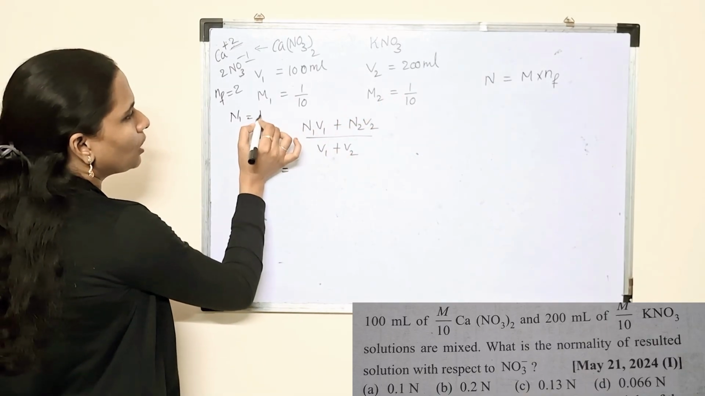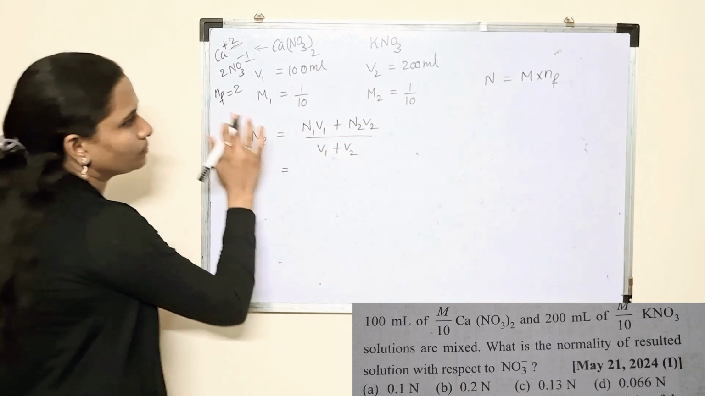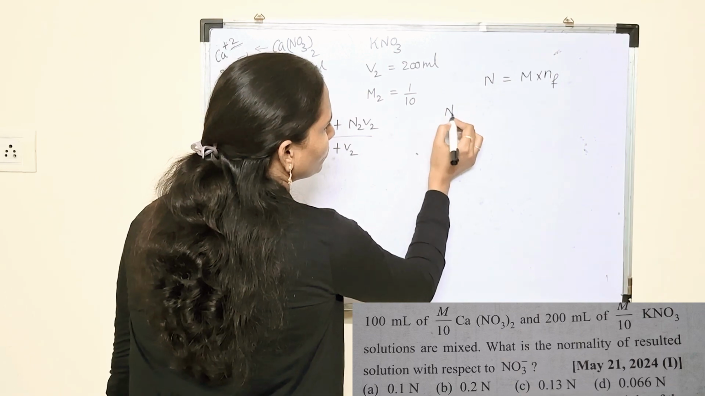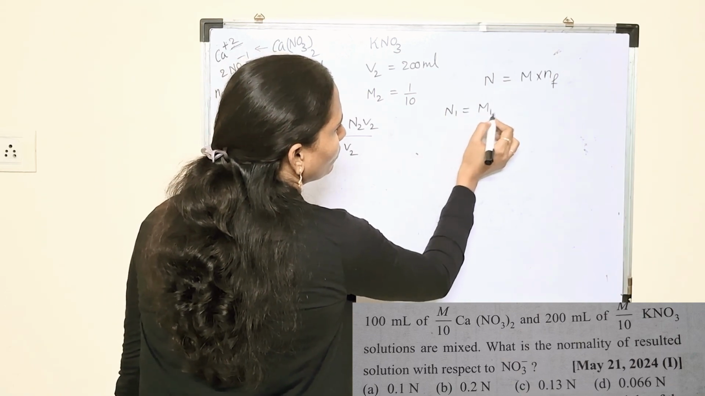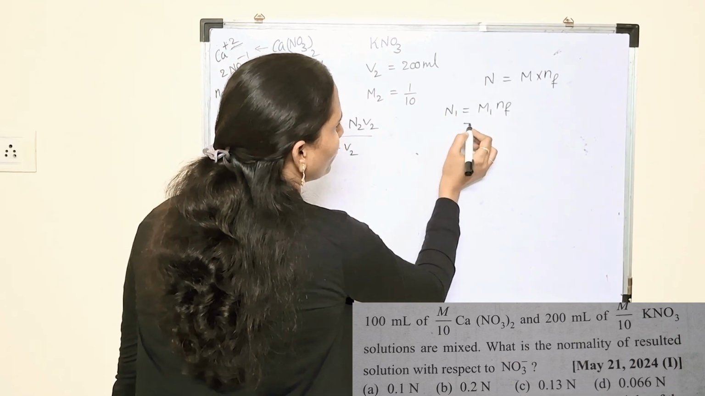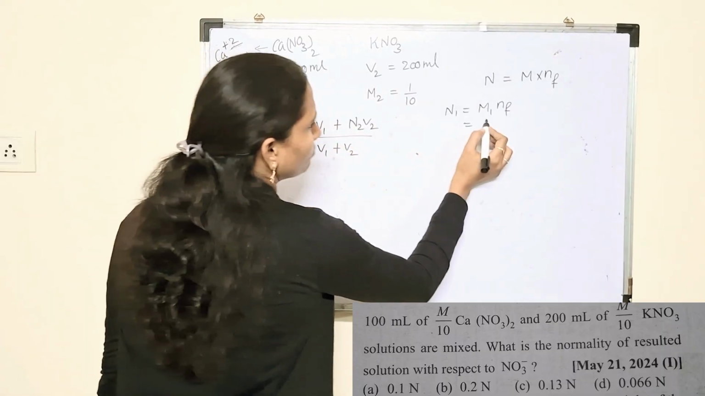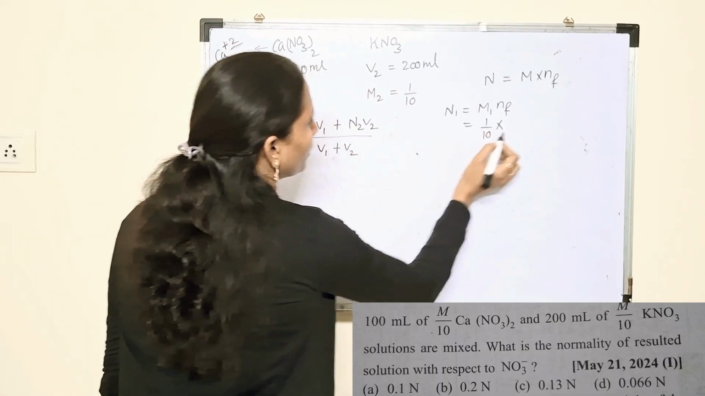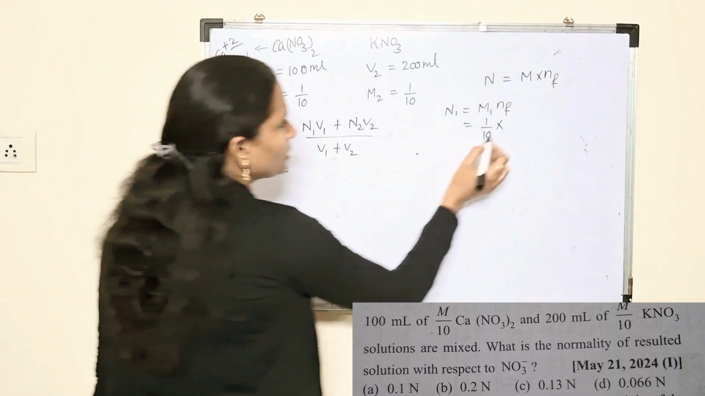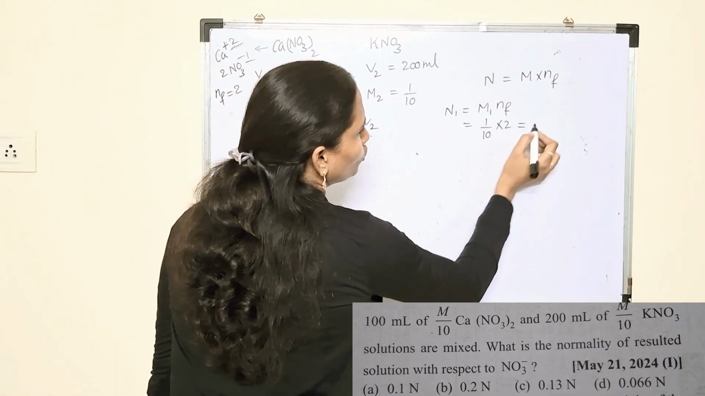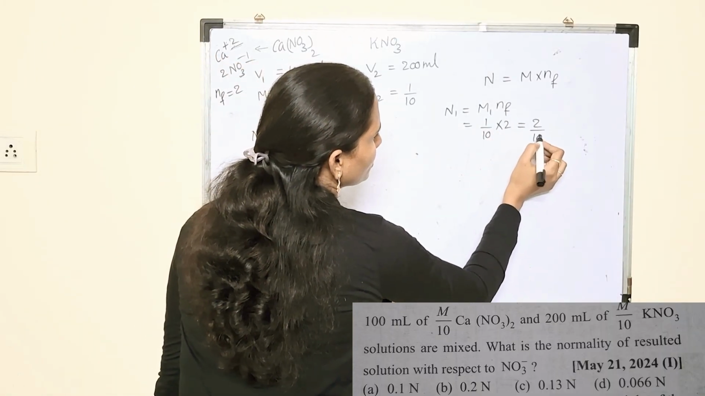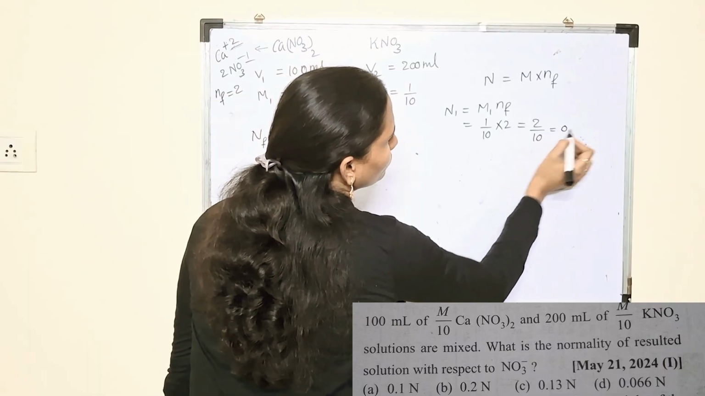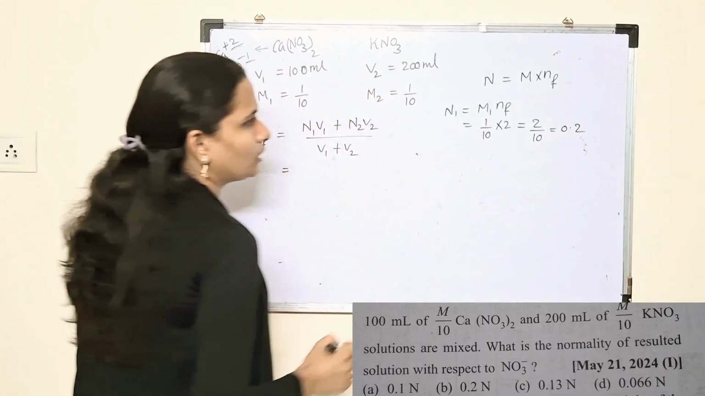So normality N1, what is the formula? Normality equals molarity into n factor, so N1 equals M1 into n factor. M1, how much did they give? 1 by 10. The n factor for Ca(NO3)2 is 2. So then it is 2 by 10. 2 by 10 means how much? This is 0.2. So this is the normality one.